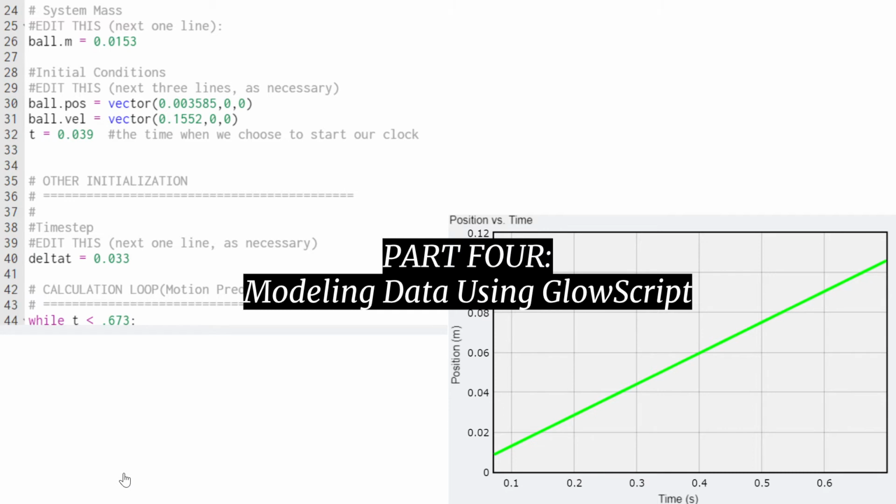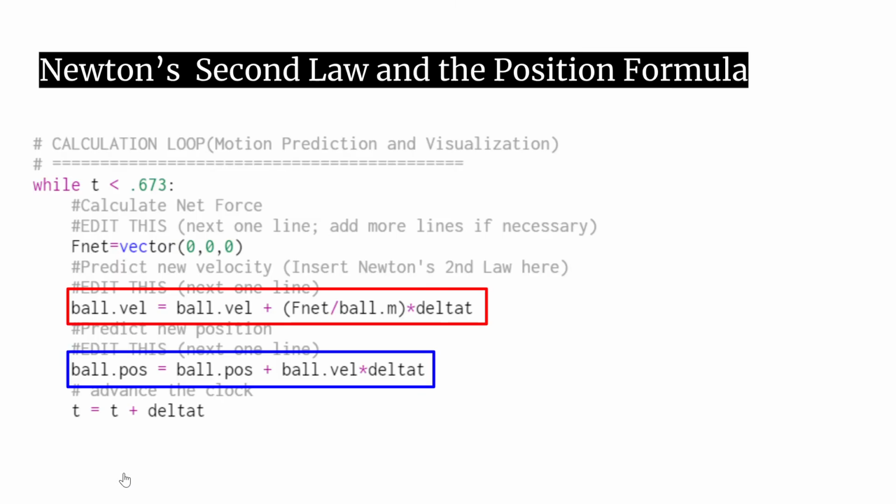Part 4, Modeling Data Using GlowScript. In this part of the lab, the data collected from the observational data in the last slide is used in coding a model of an object moving at that constant velocity calculated. In the GlowScript code, the formula highlighted in red represents Newton's second law and how it's used to calculate final velocity. The blue represents the position formula, calculating the final position of the object.